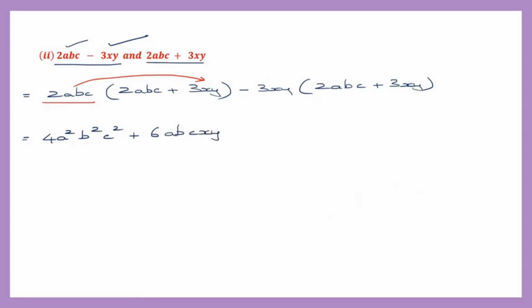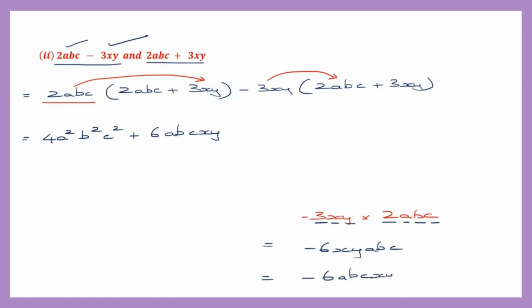Now let's go to the second part. Minus 3xy into 2abc. So now the sign is minus. Let's multiply the numbers. 3 2's are 6. Now here we have 1x, 1y. And here we have 1a, 1b, 1c. So that is a, b, c. Let's put it in alphabetical order. We can write it as minus 6, a, b, c, x and y. So let's write that here. Minus 6abcxy.